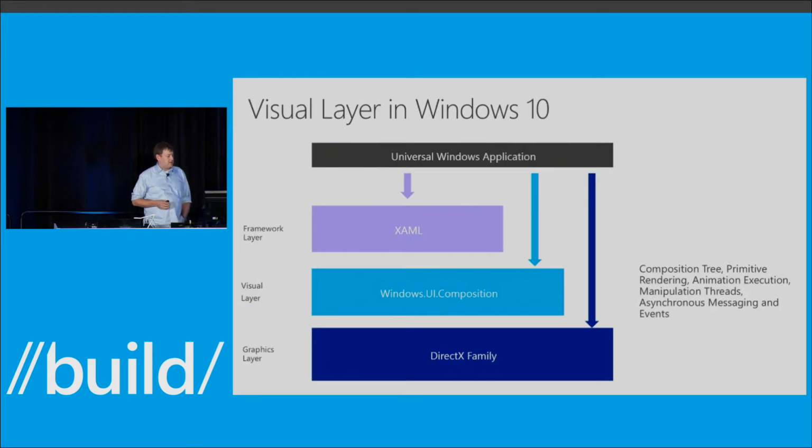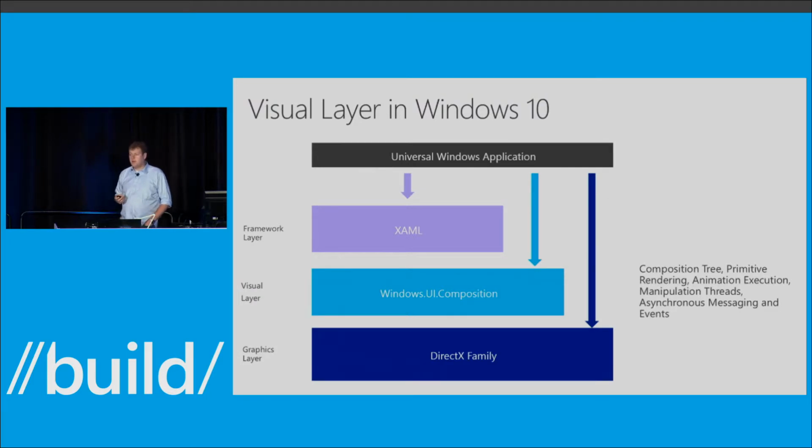Now, the first thing to understand is where this new visual layer fits into the system. It fits in between the framework layer and the graphics layer. We expect most apps will want to start with something like XAML. It does a lot of the heavy lifting for you. It provides services like data binding and accessibility and layout.